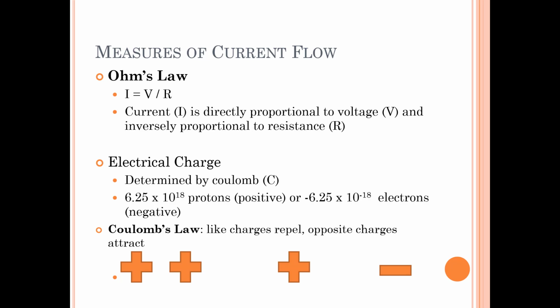The electrical charge is determined by a coulomb, which is represented by a capital C. A coulomb is the basic unit of charge produced by 6.25 times 10 to the 18th protons of positive or negative 6.25 times 10 to the 18th electrons negative. Coulomb's law states that like charges repel and the opposite charges attract.